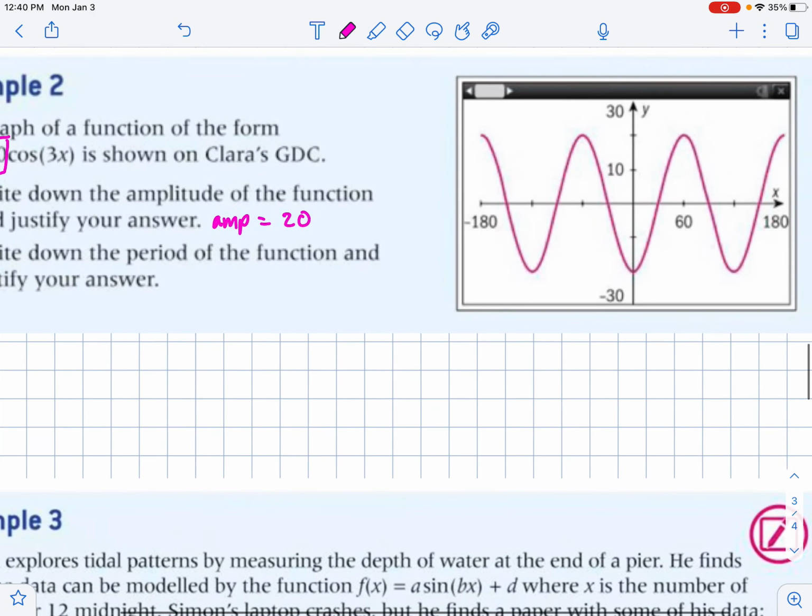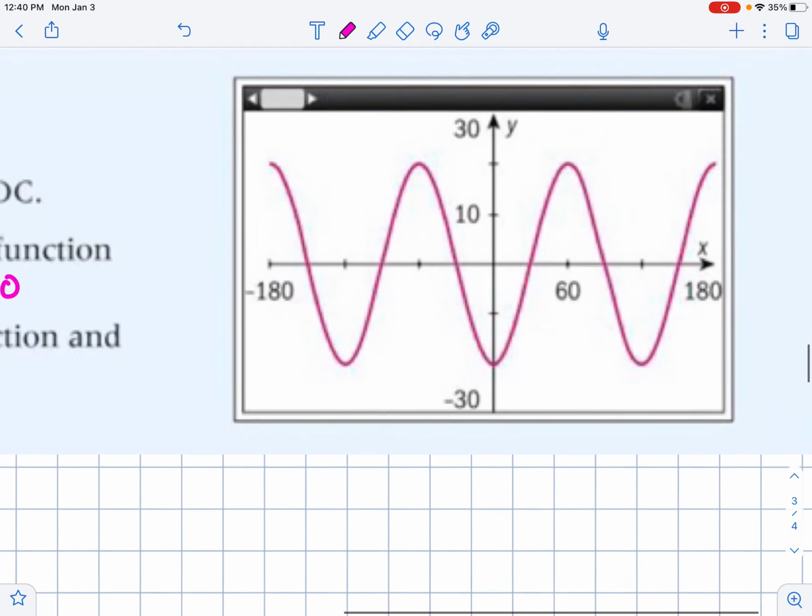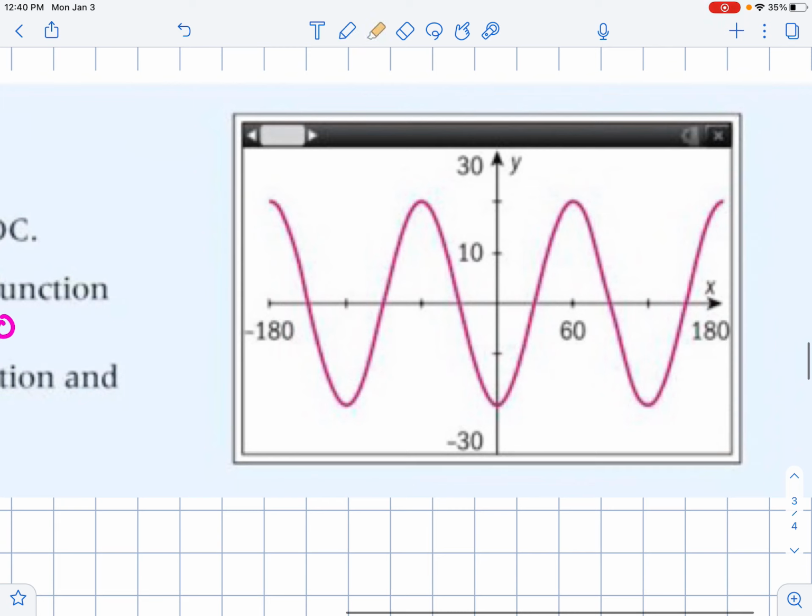Now, does this make sense in terms of the picture? Like if you look at the graph here, does this distance look like 20? Yes, it does look like 20 because if this is 10, this is 20 right here. So that's a distance of 20 right here.